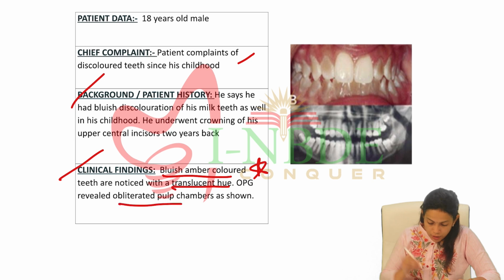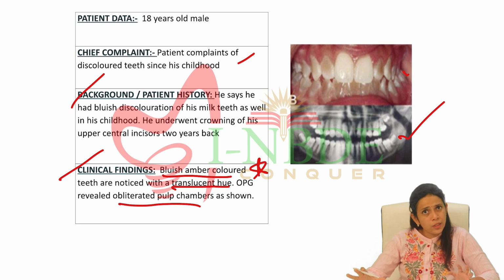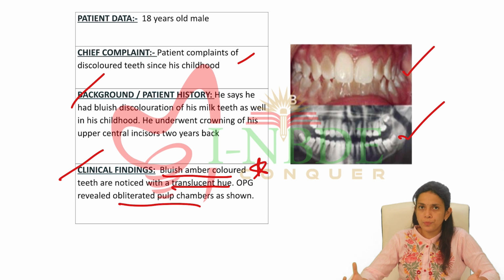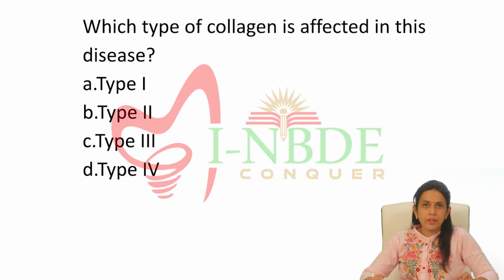And the OPG revealed obliterated pulp chambers, as you can see. So here you can see the translucent hue in the teeth, and you can also see the pulp chamber obliteration. Okay, so what could it be? Let's see the question now. So this is our patient box. What are the key points? Bluish amber color, translucent hue, and obliterated pulp chambers. So which type of collagen is affected in this disease? Now first, where do you see the bluish hue on the teeth and the pulp chambers obliterated? So which disease can you think of?